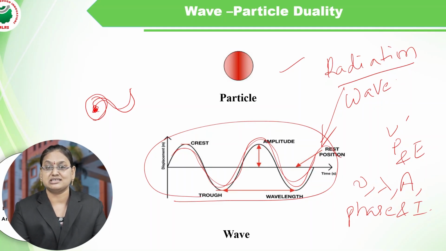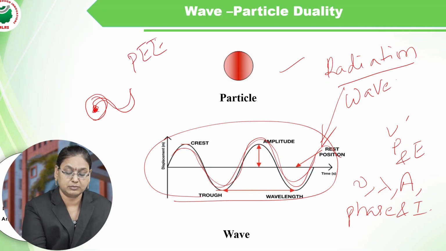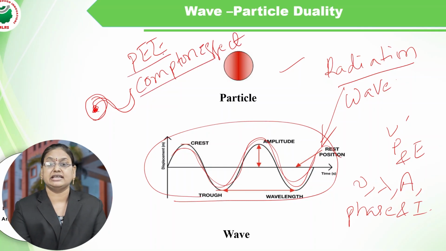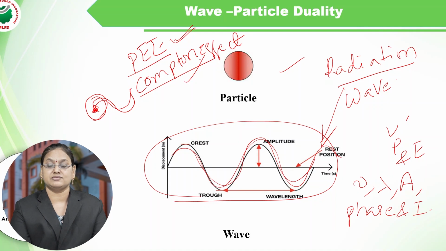Next, in some experiments, radiation behaves as a particle, in some experiments like photoelectric effect and Compton effect. Because according to quantum theory, radiation interacts with matter in form of photons. Therefore, we can conclude that in these experiments, that is photoelectric effect and Compton effect, radiation behaves as particle. So from these two points, we can conclude that radiation is having dual nature. That is, in some experiments it is having wave nature, and in some experiments it has particle nature. This dual nature of light is known as wave particle duality.